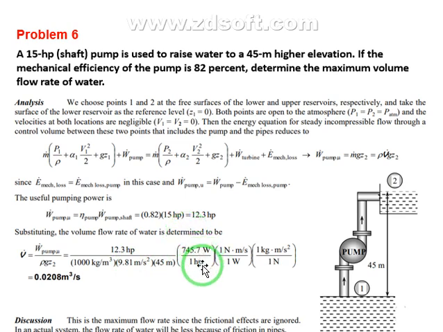1000 times 9.81 times 45. This conversion is to convert 1 horsepower to what? So we must know, this is not required for you to remember, guys. I'm going to give you the conversion if it's needed. So each 1 HP is equal to 745.7 watt. So we do the whole conversion. So we see that the maximum flow is equal to 0.0208 meter cube per second, meaning about 20 liters per second. Right? Very simple, very straightforward.